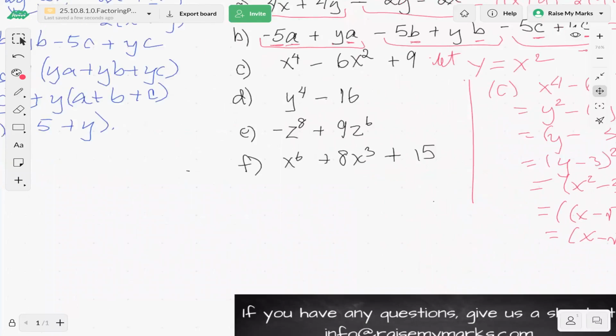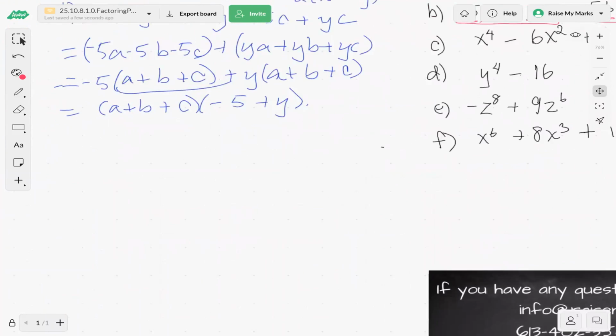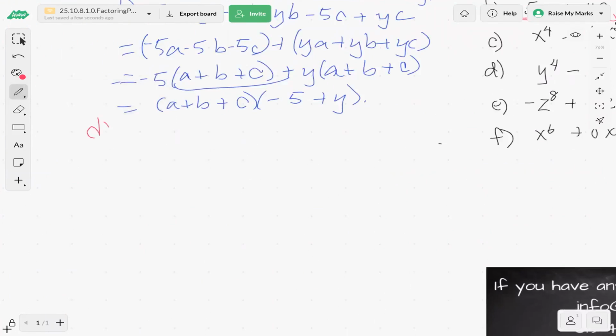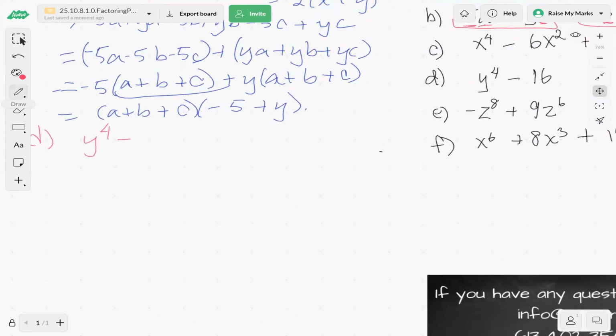All right, so now let's look at D. Let's do D over here to the side. D. So D is y to the power 4 minus 16. All right. So again, this looks like a difference of squares, so we can let x this time equal y squared. Then what do we have? This actually equals x squared minus 16. This is clearly a difference of squares. It factors as x plus 4 times x minus 4.